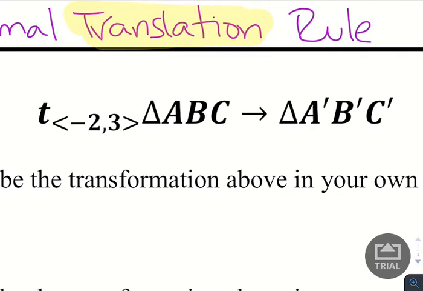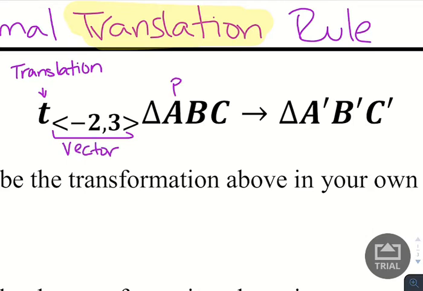Well, the T is just a way to tell us that we actually have a translation. So T stands for translation here. This part right here is going to speak to the vector. ABC is going to be the preimage. And then this implies that we're doing some kind of mapping, some kind of transforming onto a target, which is going to be the image A prime, B prime, C prime.